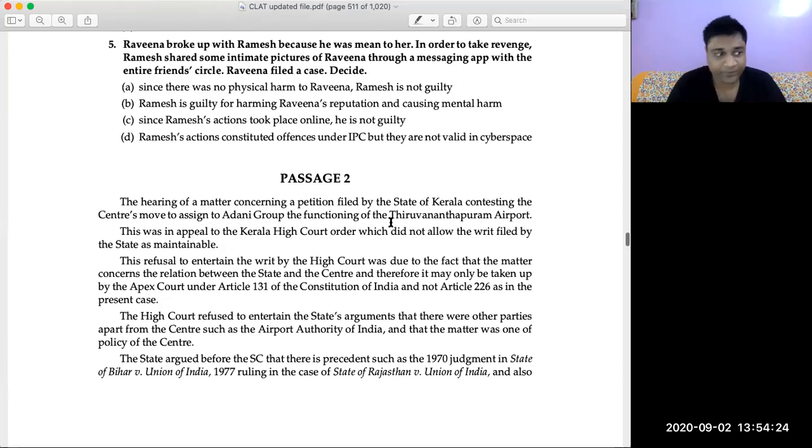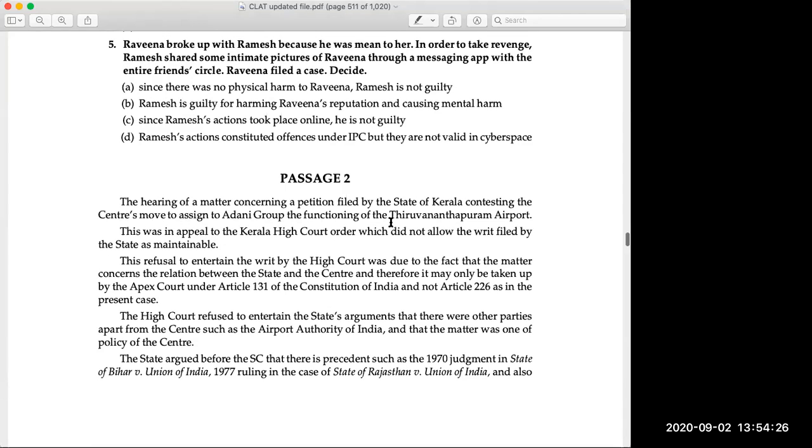Okay. Next, the last one, Hijab. Go ahead. Ravina broke up with Ramesh because he was mean to her. In order to take revenge, Ramesh shared some of the intimate pictures of Ravina through a messaging app with the entire friend circle. Ravina filed a case. Decide. So I think the answer should be B. Ramesh is guilty of harming Ravina's reputation and causing mental harm, because it's clearly mentioned in the passage.